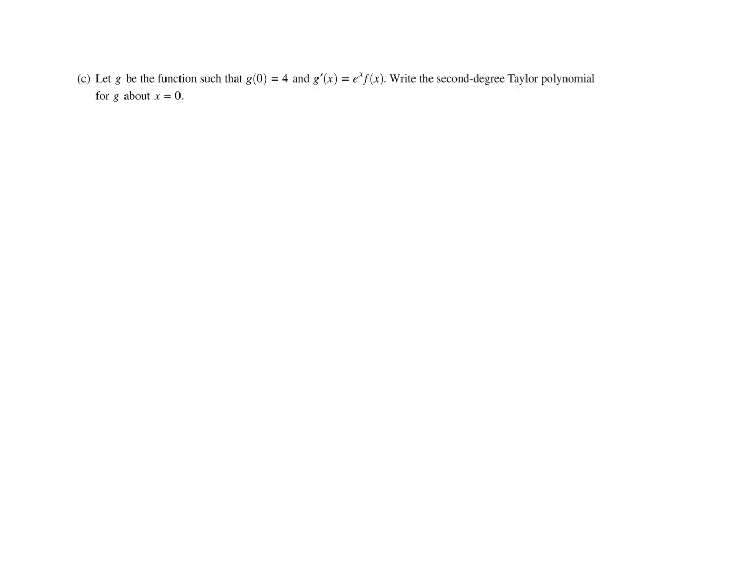Part C. Let g be a function such that g of 0 is equal to 4, and g prime is equal to e to the x times f of x. Write the second degree Taylor polynomial for g about x equals 0. All right, so we have a couple things. We've already calculated f of x, so let me go grab that again. So there's our polynomial for f.